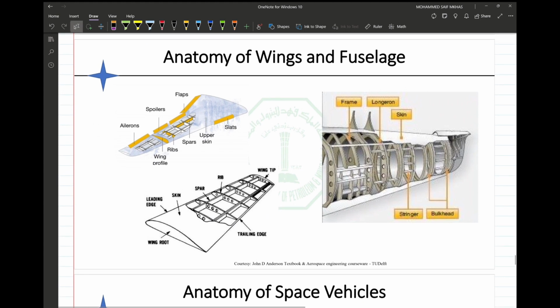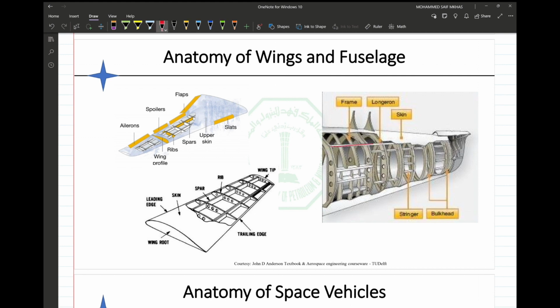And now the anatomy of the wing and the fuselage. Mainly all the parts of the wing or the airplane itself need to have a skin. Most aircraft have a skin thickness of between 1 to 1.5 millimeters. And as you can see here, here is the skin.